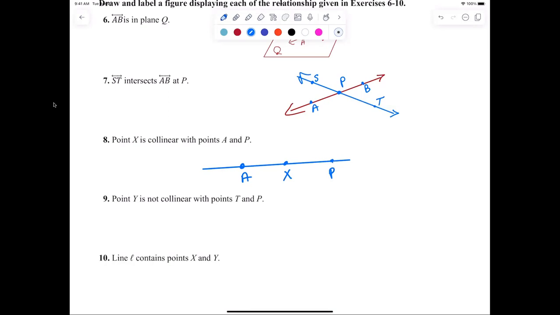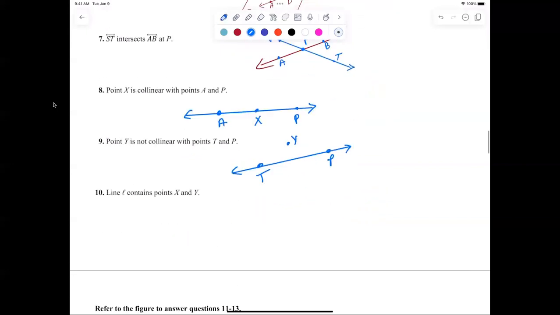Point Y is not collinear with points T and P. Did you just do the line? Anywhere, that's correct. And then line L contains points X and Y.